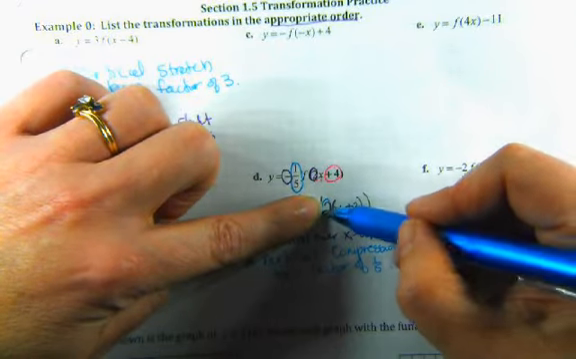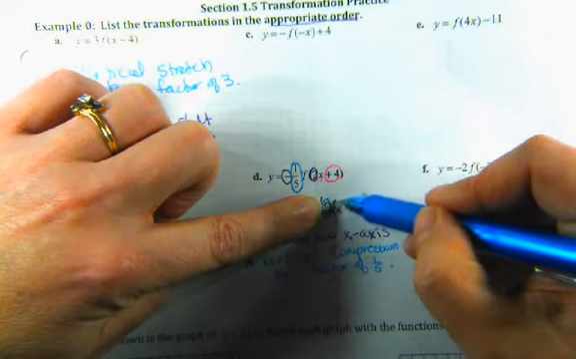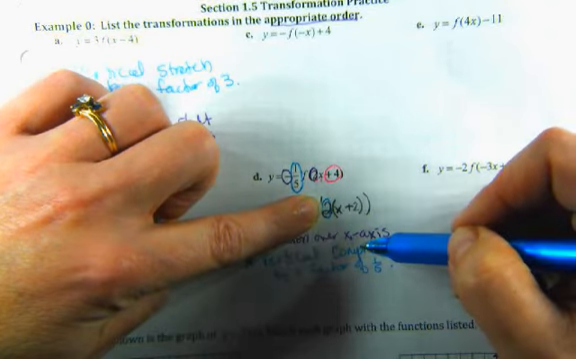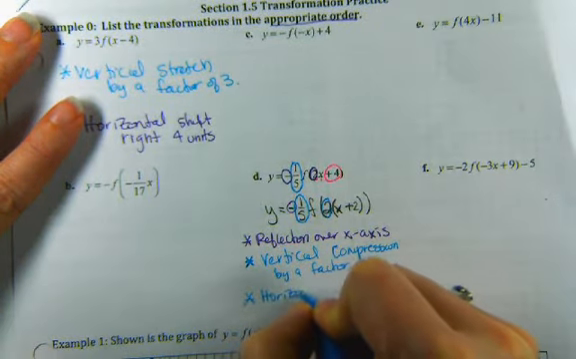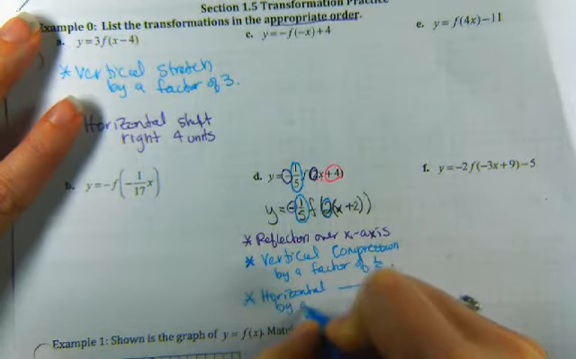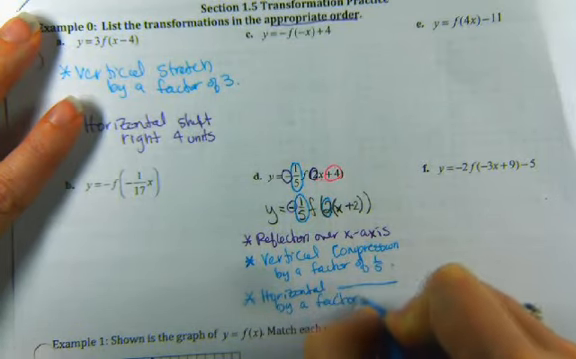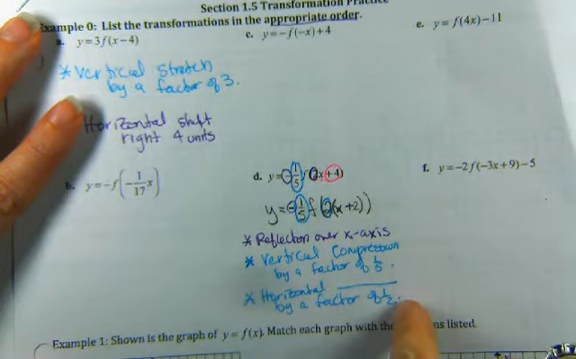So this becomes a horizontal, and I'm going to leave this blank, but I know it's by a factor of 1/2. Now, because this is a fraction, that means the word you need to write here is compression. That's kind of how I easily work my way through these.